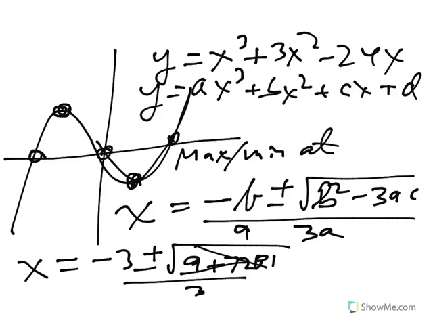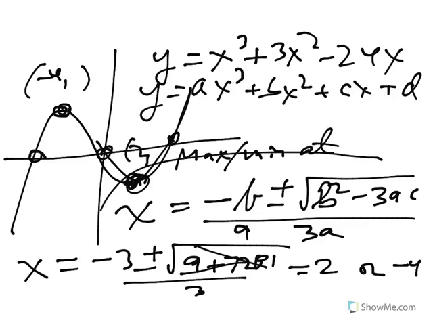Minus 3 plus 9 over 3 is 6 over 3, so it equals 2. Or minus 3 minus 9 is minus 12 over 3, which is negative 4. And those end up being the x-coordinates of these two turning points. So that's a formula. You memorize that formula. Kind of a funny formula, it's like the quadratic formula.